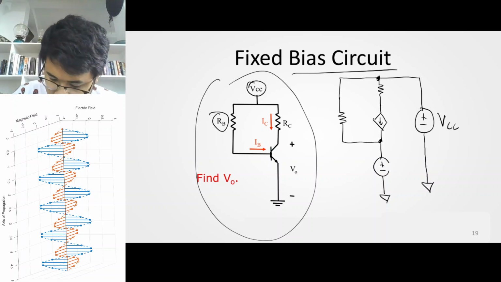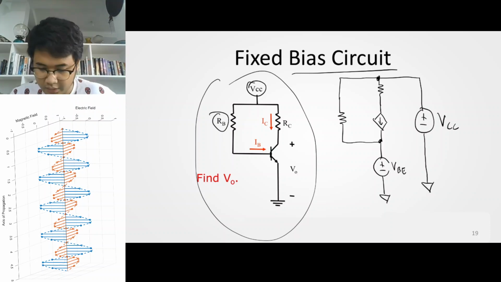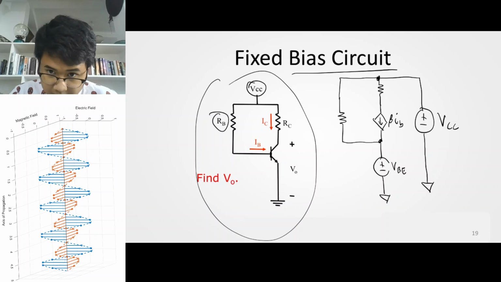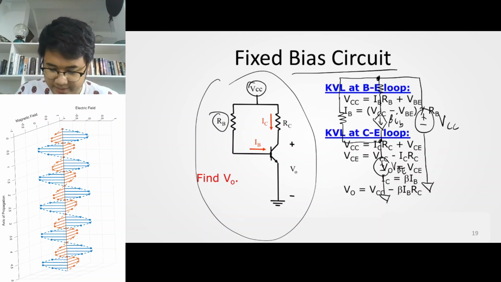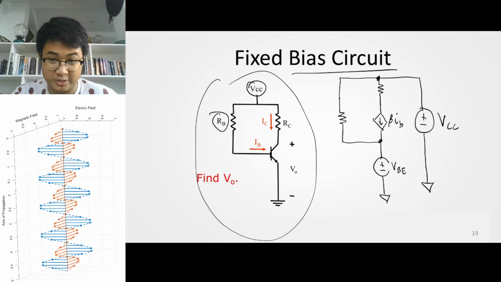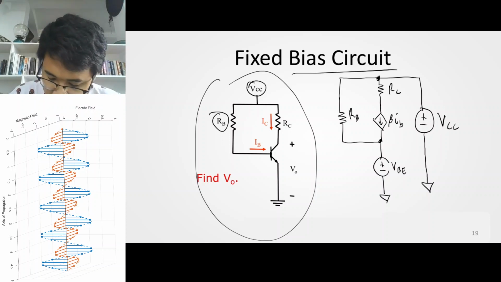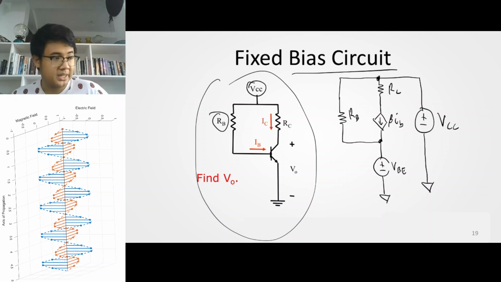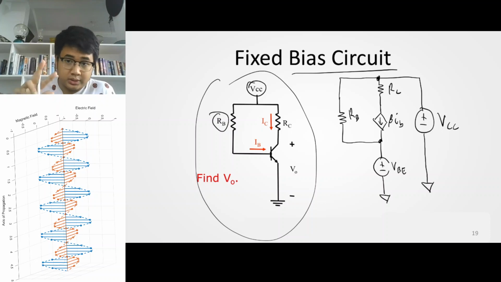Sorry, maybe I'll just clean this. This should be VBE. Okay, and this is beta IB. Oops, sorry. Let me just, there you go. Those are the answers, right? RC, RB here. Okay, so you perform nodal analysis on this circuit, right? And as you can see, it's just easier compared to the examples that we had using nodal analysis. You have two nodes of interest.